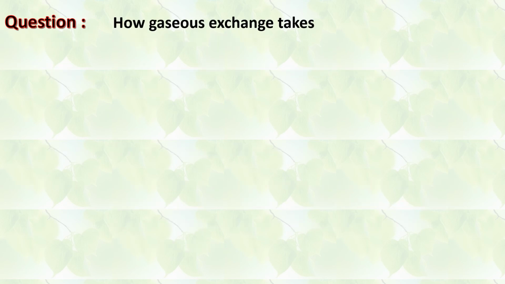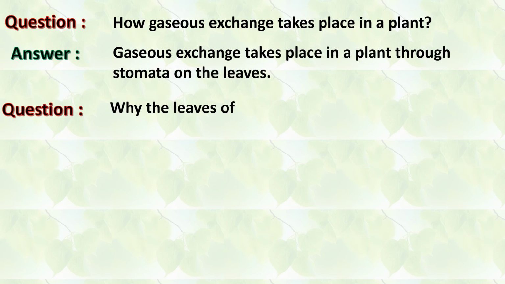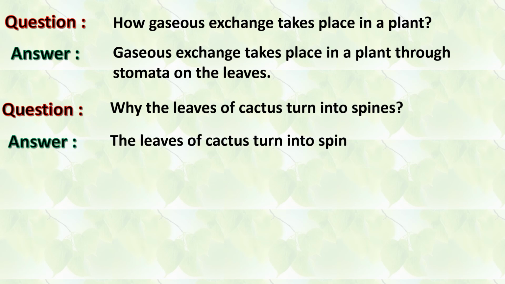Question: how does gaseous exchange take place in a plant? Answer: gaseous exchange takes place in a plant through stomata on the leaves. Question: why do the leaves of cactus turn into spines? Answer: the leaves of cactus turn into spines to prevent loss of water.